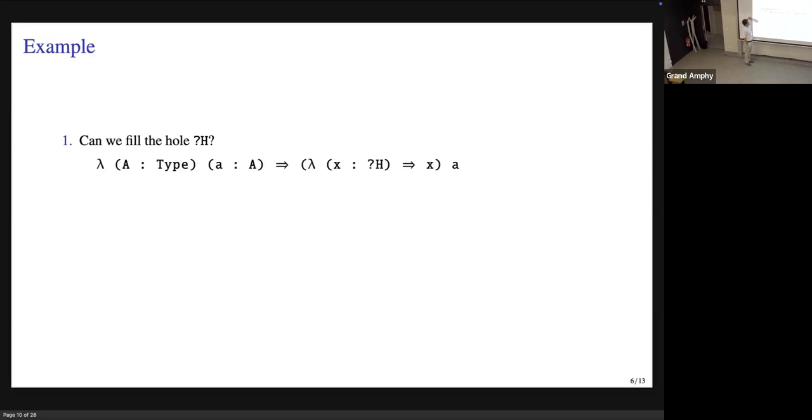Okay, so consider this. It's a function, takes a type A, takes an element little a of the type A, and then it does this. This is the body of the function. What is this? Well, this is something that looks like the identity map with an unknown type applied to little a. So can you tell me what H is supposed to be? H is supposed to be A. How do you know? How did that happen?